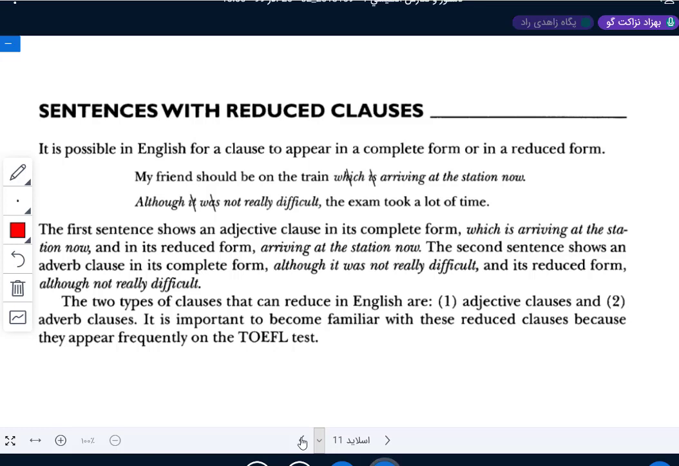Let's continue with the sentences with reduced clauses. Sometimes it is possible in English to reduce the clauses, okay? This can contribute to sentence variety. So we can just reduce the clauses, but there are some conditions under which we can do this.